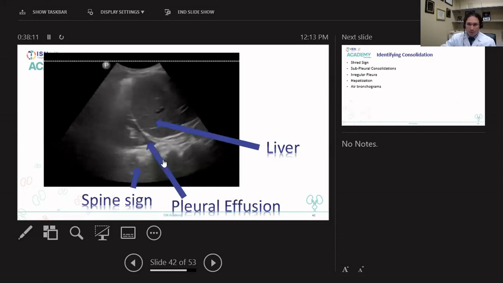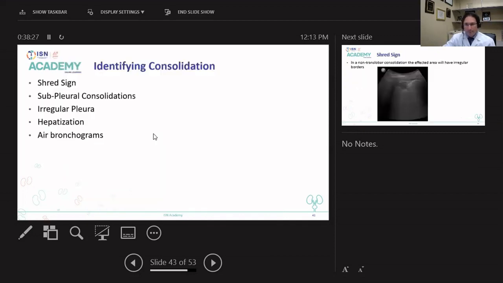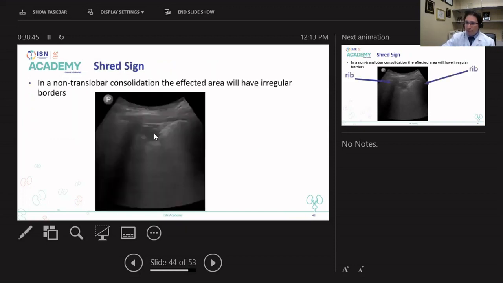Let's review. Liver, a little pleural effusion. The spine sign was here, and the parenchyma of the lung is over here. Great. Now we'll talk about identifying consolidation. There's the shred sign, subpleural consolidations, irregular pleura, hepatization, and we have to talk about and finish up with air bronchograms.